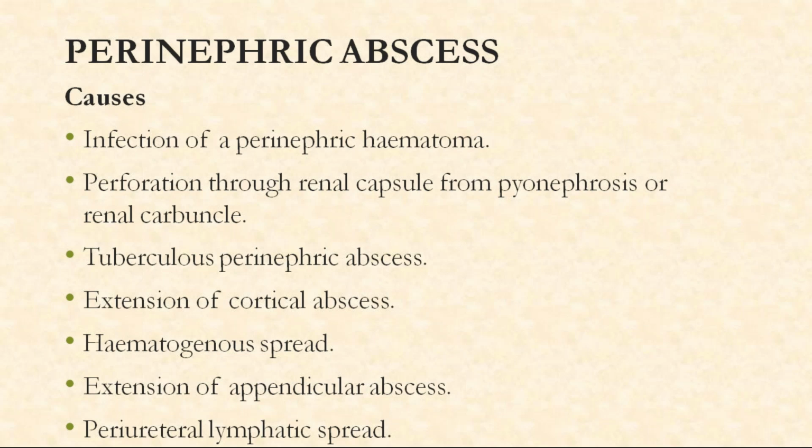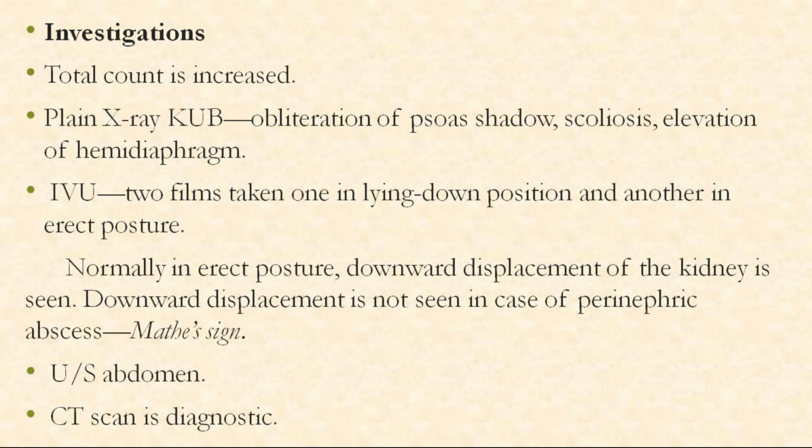Okay. Next, it can also be due to hematogenous spread, or sometimes an appendicular abscess. If you do not treat the appendicular abscess, this abscess may be closely related to the surrounding area of the kidney and may produce a perinephric abscess. Or periureteral lymphatic spread can also occur due to the development of the perinephric abscess.